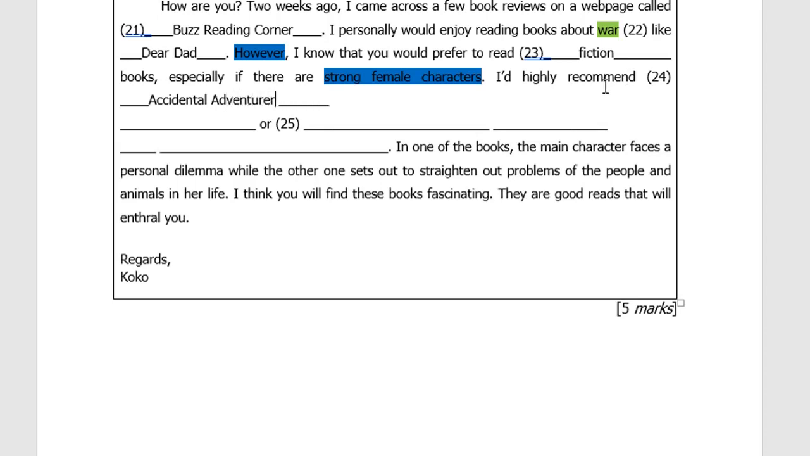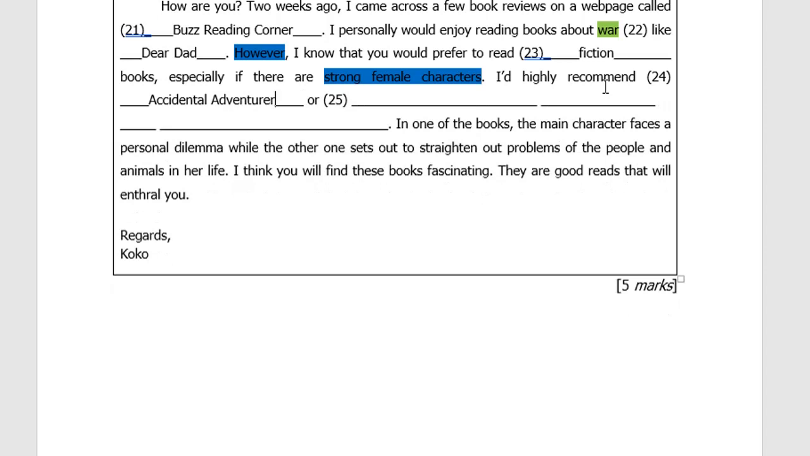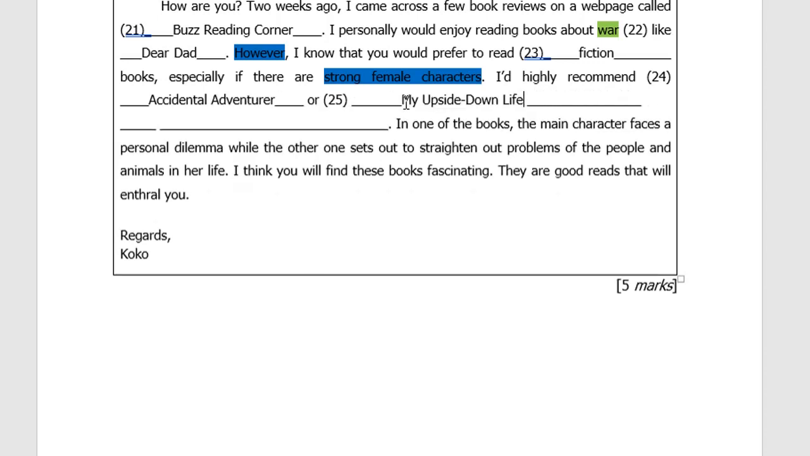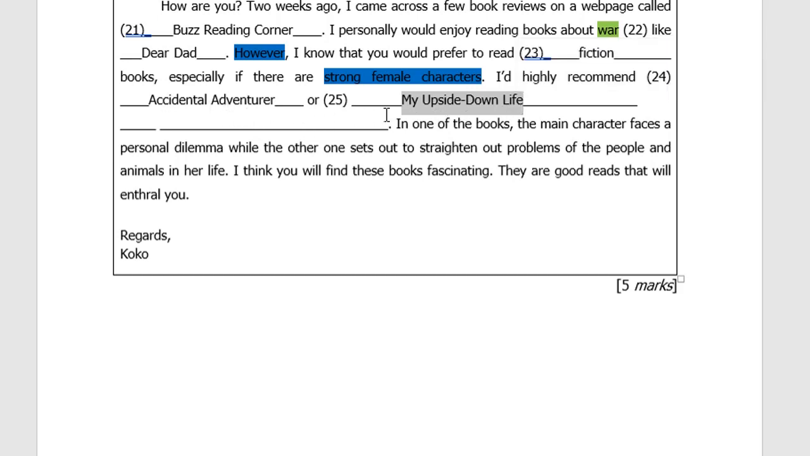Or the other one is My Upside Down Life. Okay, so this is interchangeable, meaning that you can write My Upside Down Life here and Accidental Adventurer here. So the sequence of the answer is not important as long as the name of the title of the book is correct.